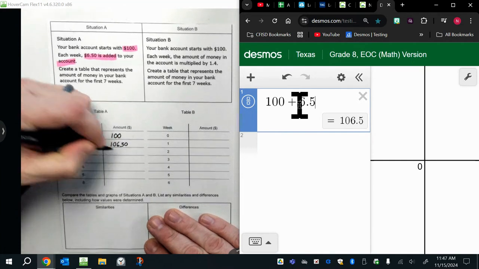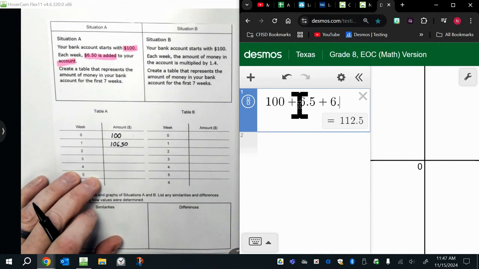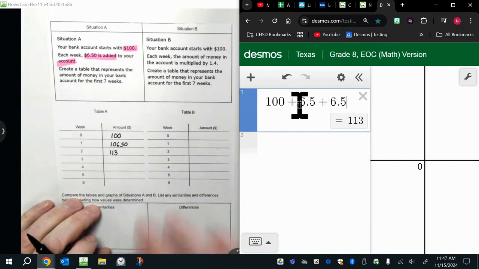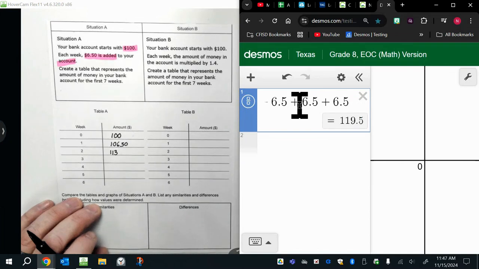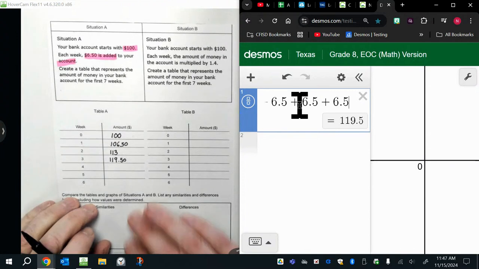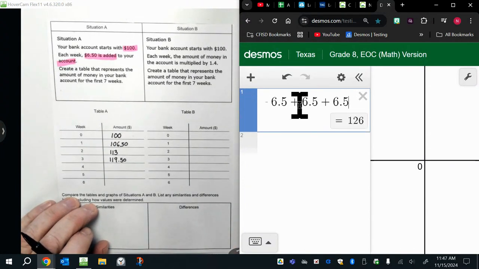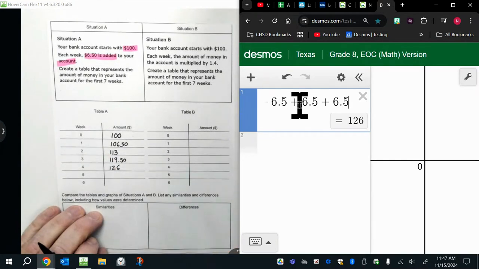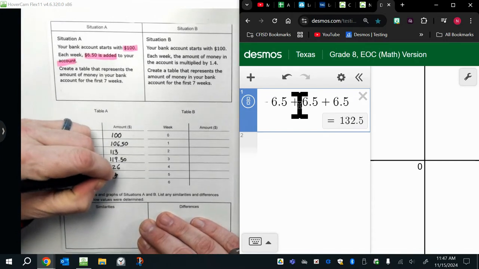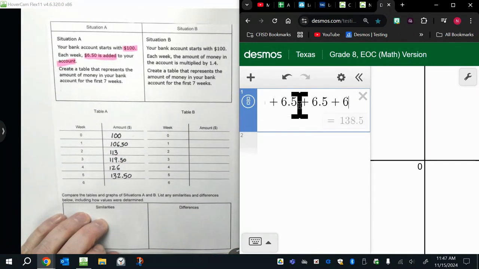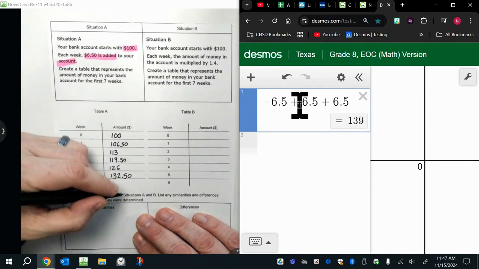$106.50. And if I add $6.50 to that, well, now I'm at $113. I'm going to add $6.50 to that. I have $119.50. And I'm going to add $6.50. Now we're at $126. I'm going to add $6.50 again. We're at $132.50. And add $6.50 again. And we're at $139.